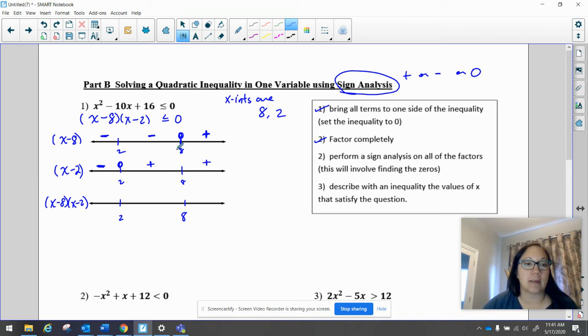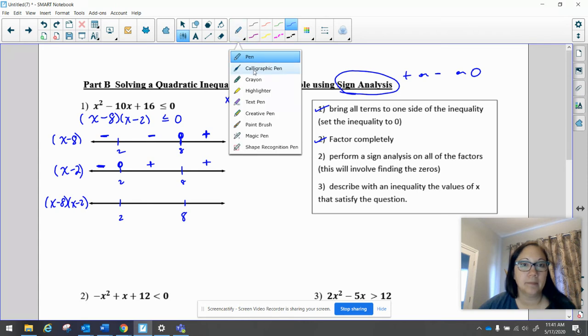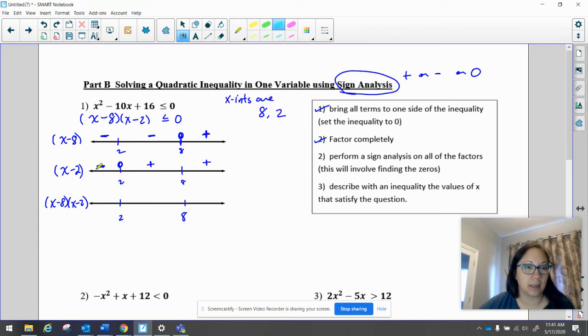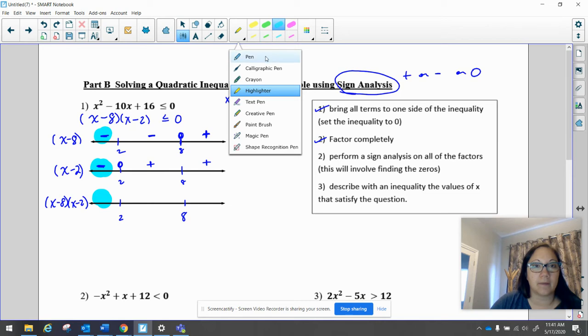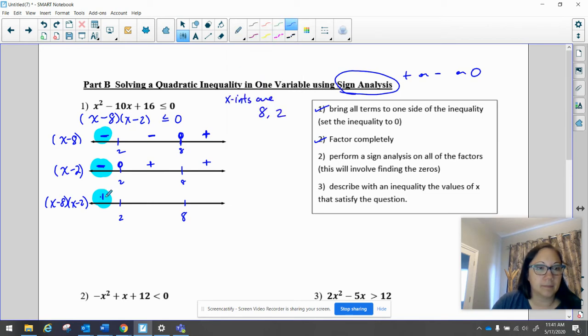Now what I'm going to do is multiply my number lines. So a negative times a negative would give me what here? A negative times a negative would give me a positive. So why am I multiplying them? Because this number line represented the signs for x minus 8. This one represented the signs for x minus 2. This one represents the signs for multiplying the two of them together.